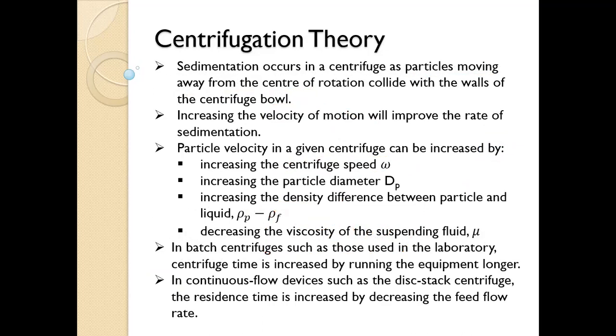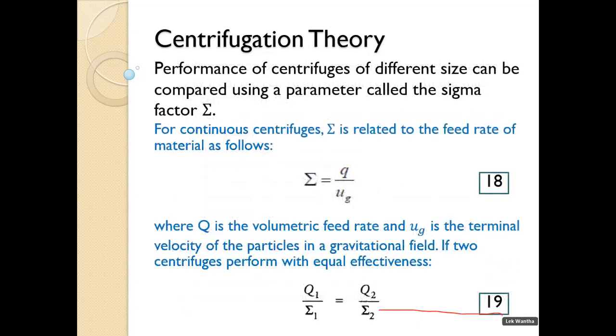I also talked about batch and continuous operation. Mostly in batch, we can operate with higher Z, but in industrial or continuous processes, we operate with lower. For the batch, we increase the running time by increasing the equipment. For continuous flow, we can increase it by decreasing the feed flow rate.